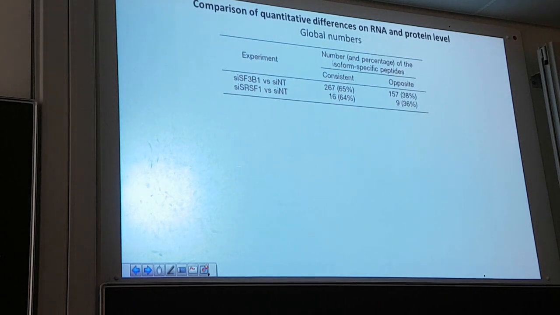So when we do it globally, we obtained around 65-64% of the peptides concordant on quantitative level with the RNA results. And here comes another question, why not all?